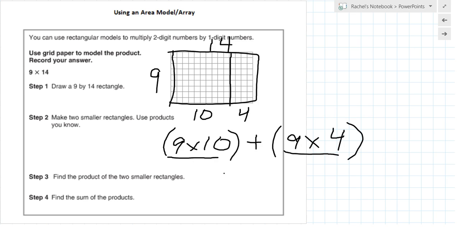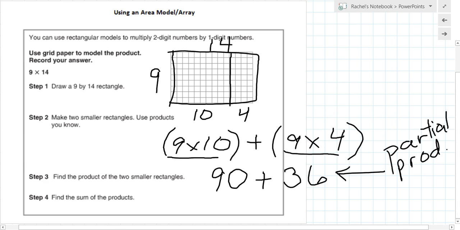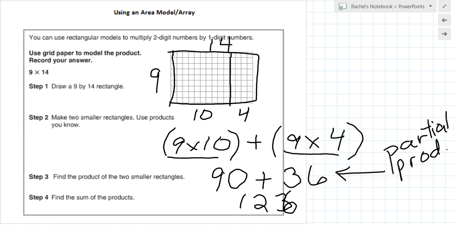Now solving with the partial products, 9 times 10 is 90, and 9 times 4 is 36. Those are partial products because they're just 2 smaller products that we've created from this problem. We can add them together to find the sum, and we know that it's 126.